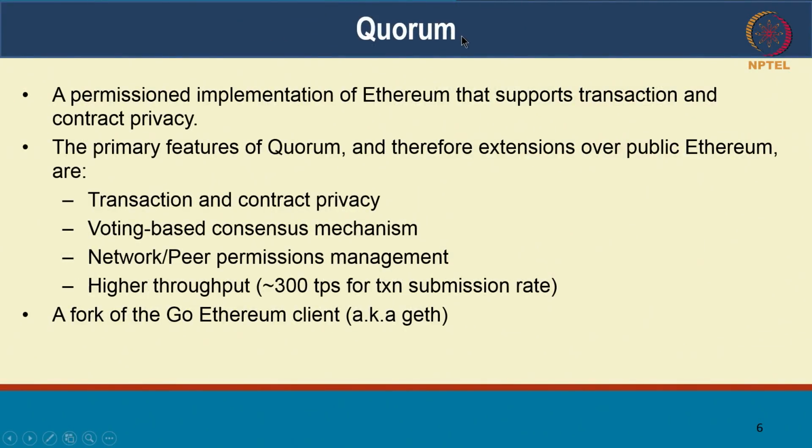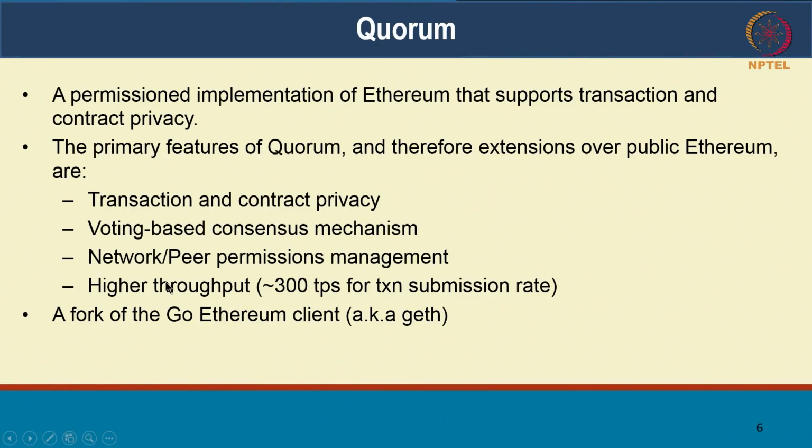So coming to Quorum as a blockchain platform. It's a variant of Ethereum. It's a permissioned implementation that is geared towards transaction and contract privacy, right? So the primary features of Quorum, it's an extension of the public Ethereum. It actually leverages the Ethereum virtual machine as is, so you can code in Solidity or some of the other languages that are available. The same bytecode is maintained. It gives you notions of transaction and contract privacy.